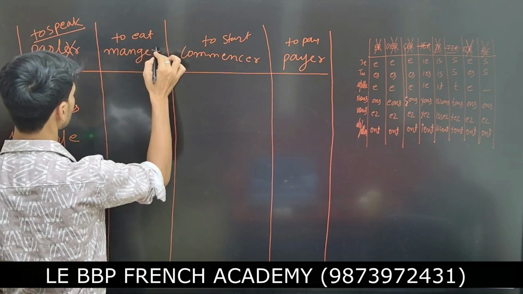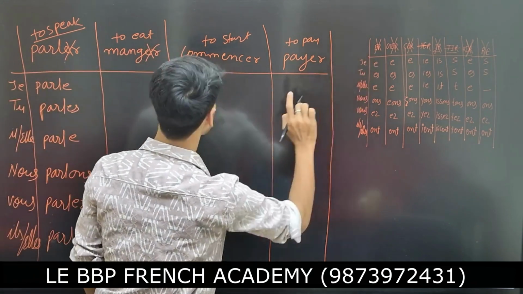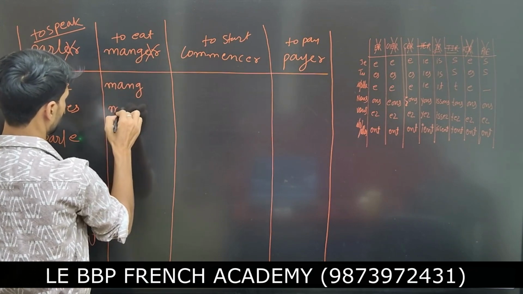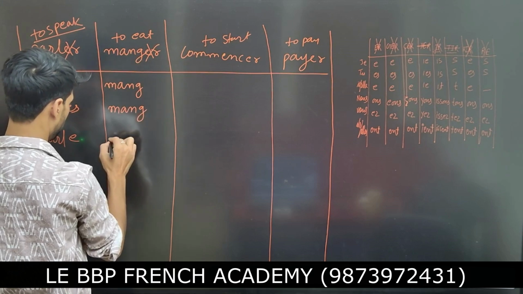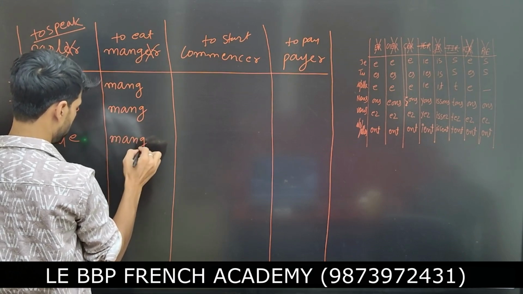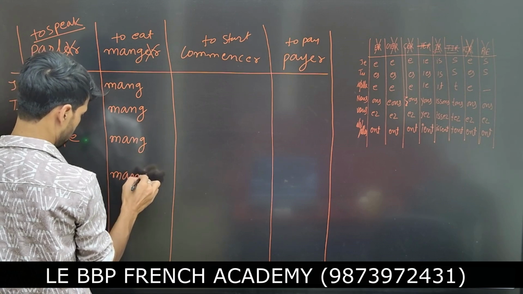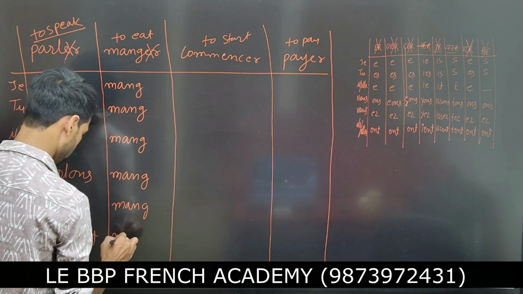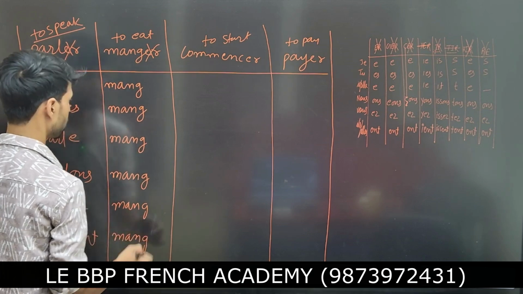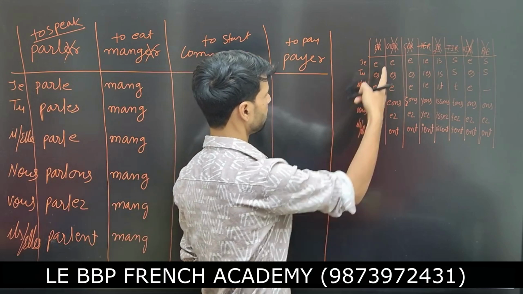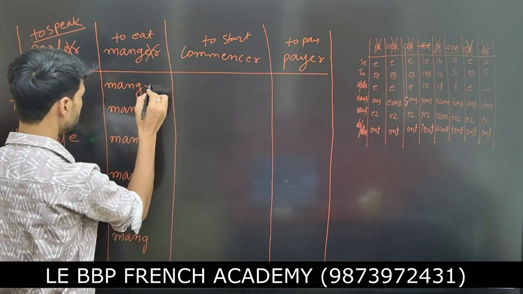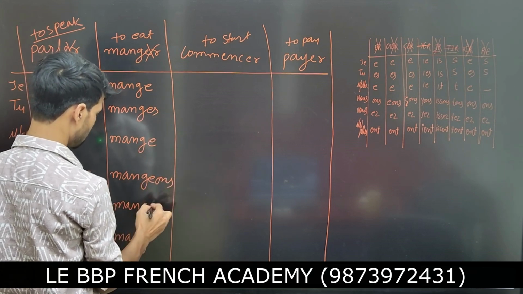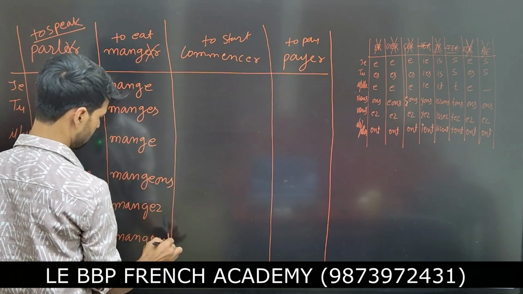Then ger also: cut the er. Then we put mange for all. And what is the ending? Simple, this one: e, es, e, eons, ez, and ent.